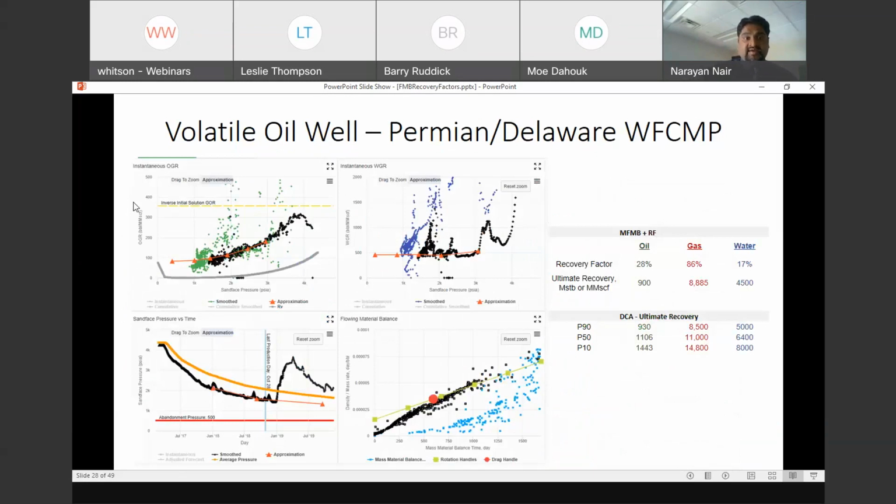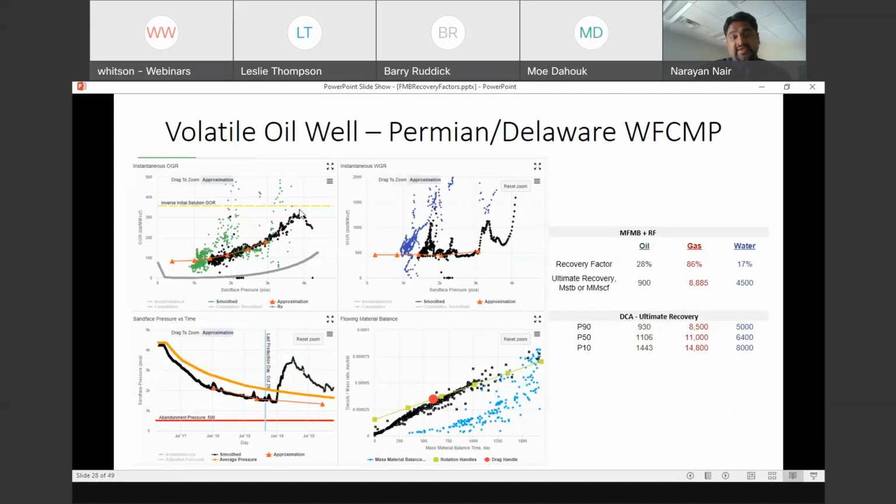Similarly, here's a recovery factor analysis done on that same well, focused on the data prior to fracture-driven interaction for display purposes. Here's a bottom hole pressure extrapolation. Here's a water-gas ratio extrapolation, and the oil-gas ratio extrapolation. In this case, the RV curve is more meaningful, displayed in gray.